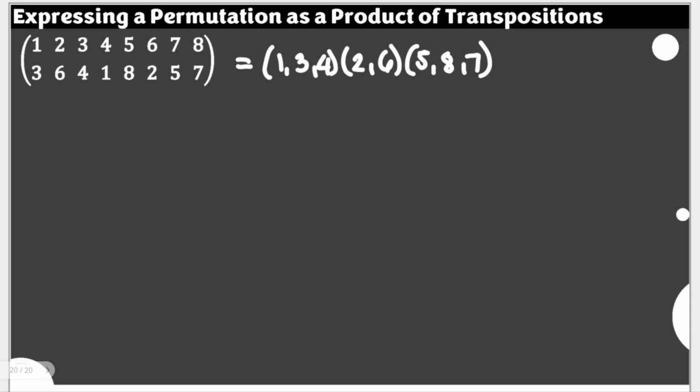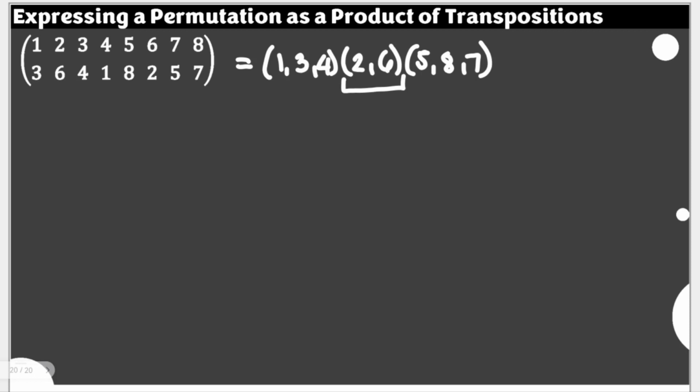We're already talking about that on our second cycle here, (2 6). This is already a transposition because it has 2 elements here alone. Still, it has 8 elements in S8 because it's a part of S8, but 2 is mapped to 6 here, and 6 is mapped to 2, but the rest of the elements, 1, 3, 4, 5, 7, and 8, are mapped to themselves. That's also the case for (5 8 7) here. All the rest of the elements are mapped to themselves. So this is already a transposition.